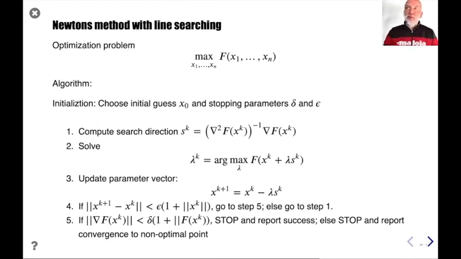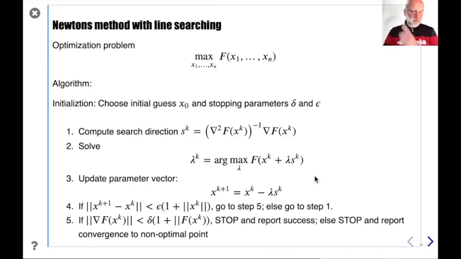You can solve this line searching problem in many different ways. One obvious thing would be to choose a grid, say between -1 and 2, and then take the best one. That's a brute force grid search, or an even more brute force grid search with finer grids. Or you can use other algorithms like the Golden section algorithm, or Brent, or whatever you have. The key thing is that it's taking the best value of lambda that gives the highest increase along the search direction.